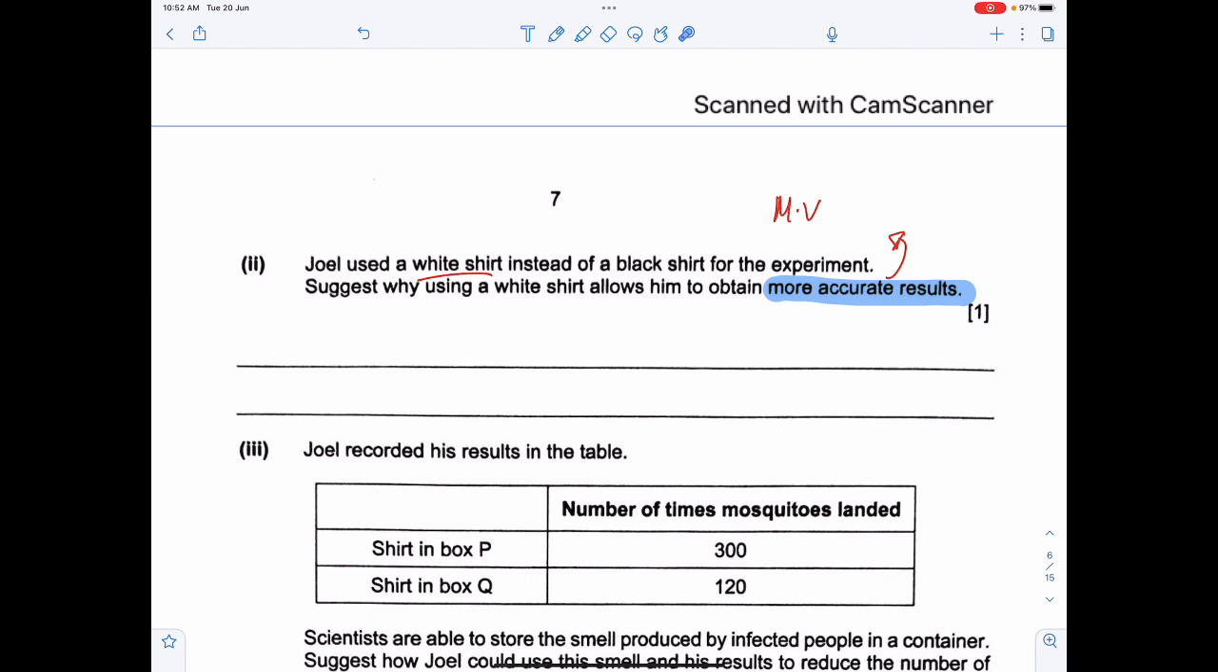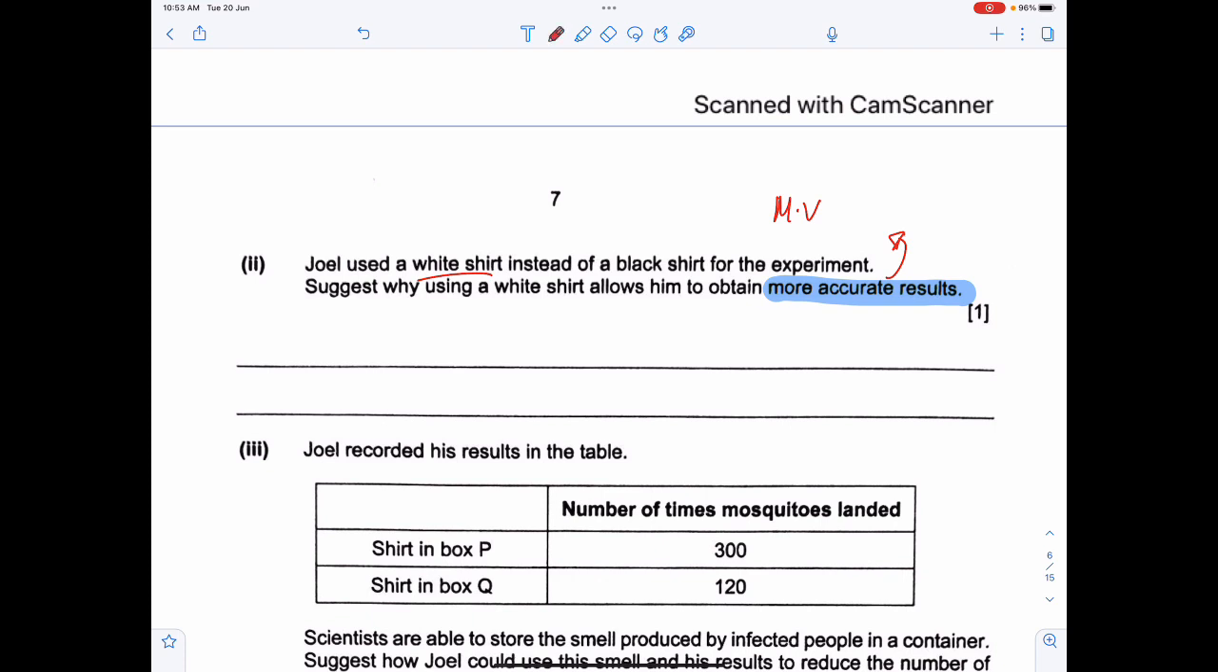Then you ask yourself a question again. Remember I told you the method that I want you all to employ? What happens if you use a black shirt instead of a white shirt? Flip the question around. That will tell you what could be the issue. Flip the question. What happens if he uses a black shirt? He will not be able to see the mosquitoes because the mosquitoes are black. Okay? So then you go, aha, I cannot see the mosquito.